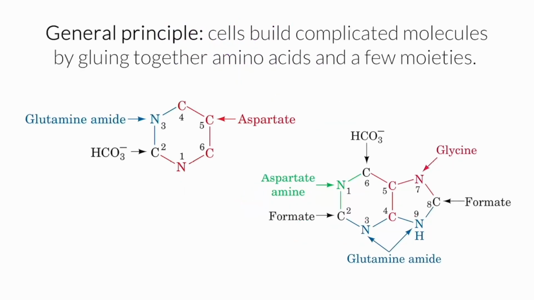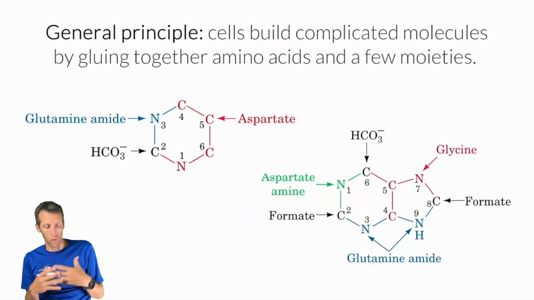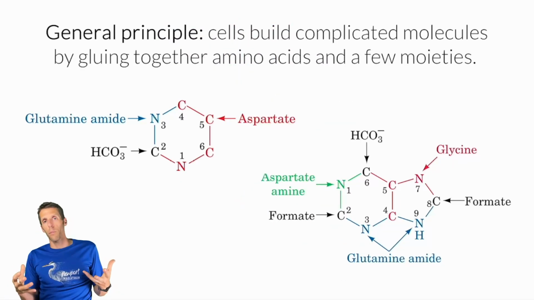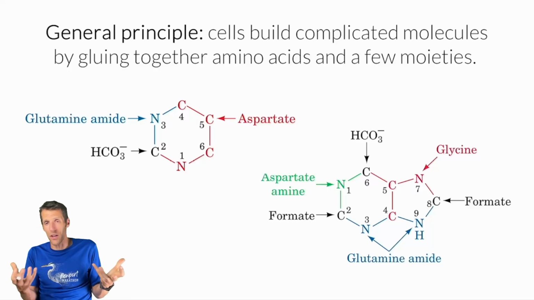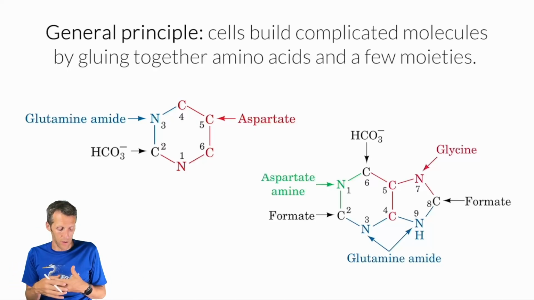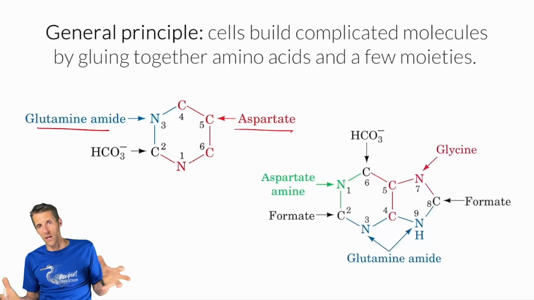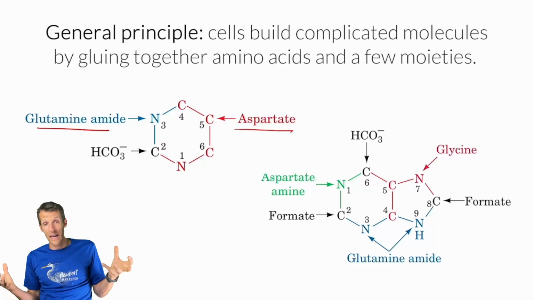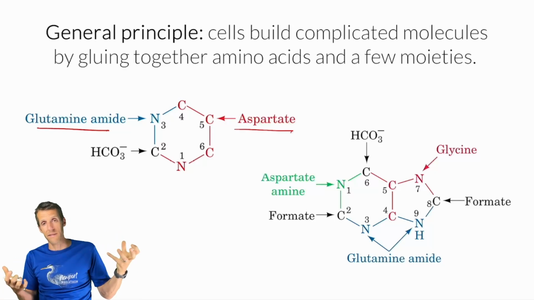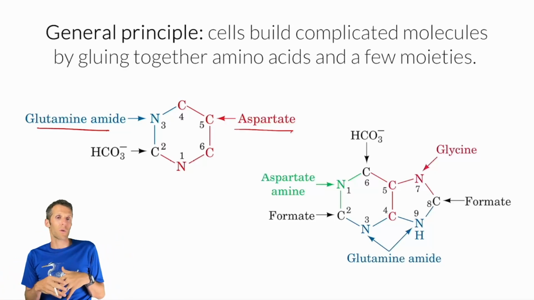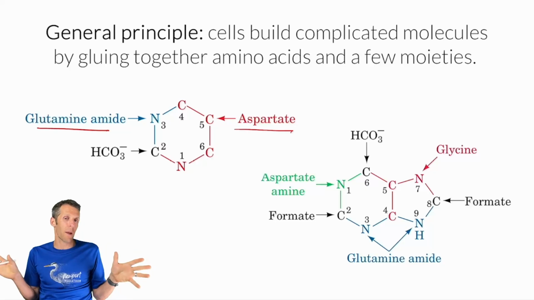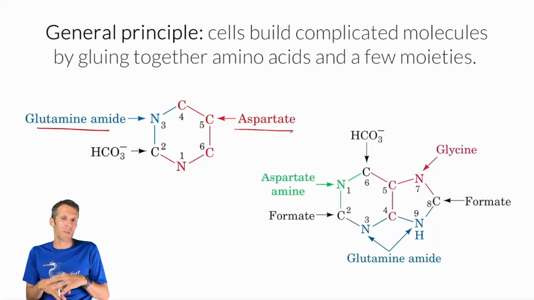And what this is actually showing is a general principle, and that general principle is that cells build complicated molecules by basically gluing together amino acids and a few moieties. So you look at both of these, and you can say, oh, that's the glutamine and the aspartate that we showed for orotate getting glued together. It's just those amino acids being pasted into different places. And when you go into most biosynthetic pathways, it's going to be this principle just repeated over and over and over, because there's really not that much chemistry, right?